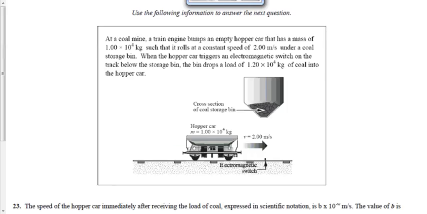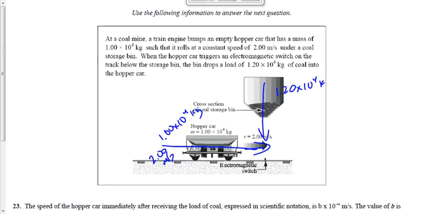We have a collision here, right? We have a hopper car going this way at 2 meters per second with a mass of 1.00 times 10 to the 4 kilograms. And we have coal going this way with a mass of 1.20 times 10 to the 4 kilograms. We don't know what its velocity is. How fast is the coal moving when it hits the hopper car? We're not really sure about that.